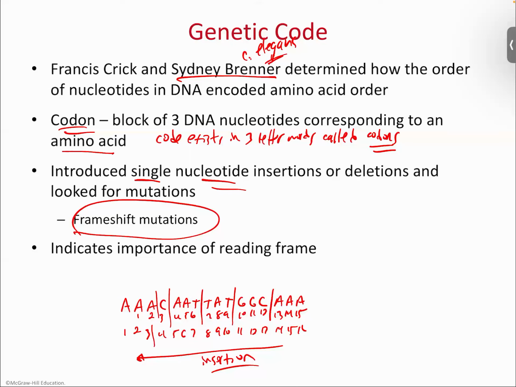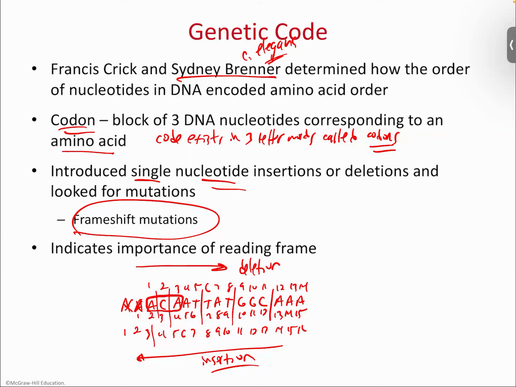The same thing is also true about deletion. So what if I happen to delete that one right there? Delete that first one. Well, this is going to be 1, 2, 3, 4, 5, 6, 7, 8, 9, 10, 11, 12, 13, 14. So now notice what I've done is I've shifted it in that direction. I'm out of frame now. Instead of AAC, my first amino acid is now ACA. And so everything makes no sense after that.